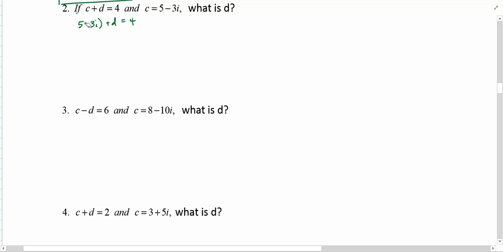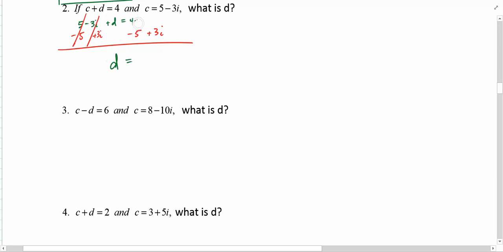And because addition is associative, we could actually eliminate those parentheses here, and it makes it easy to see that we could subtract 5 to eliminate the 5, so we'll subtract 5 from both sides. And we can also add 3i at the same time to both sides of the equation. That's going to get these two pieces to cancel, and we'll be left with d by itself.